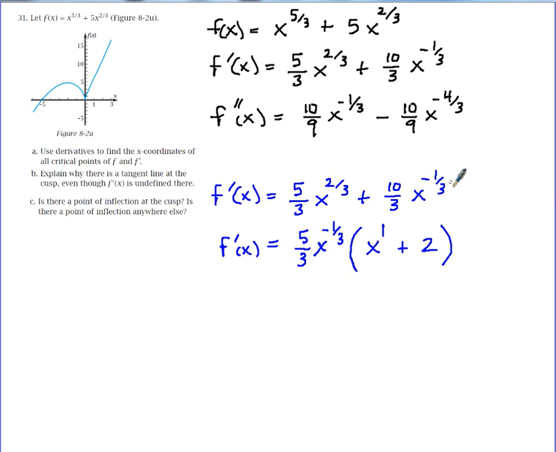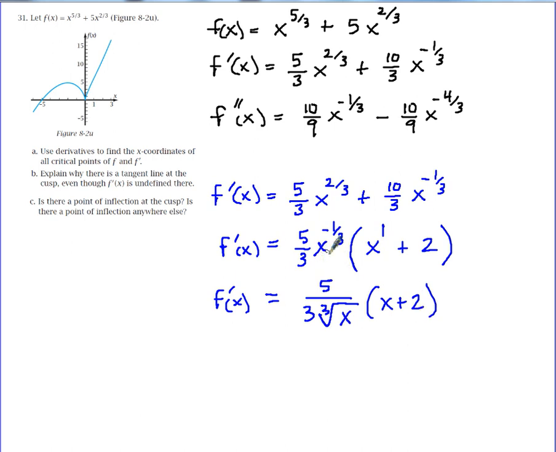When you deal with fractional exponents, a lot of times it's this algebraic trick of factoring out the smaller of the fractional exponents. If you see what happens here, x raised to the negative 1/3 multiplied by x to the positive 1 gets us this x to the 2/3. And then x times x raised to the negative 1/3 times 2 will get us this term over here. So using that factored form, it's easy to see that the first derivative is 0 when x is negative 2.